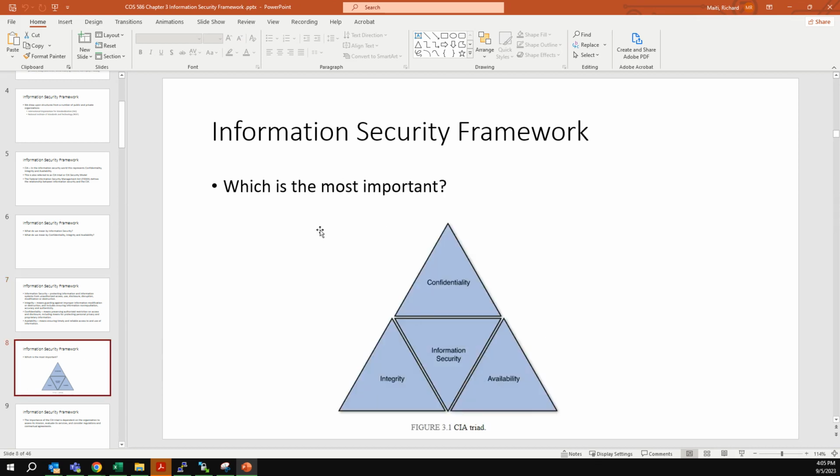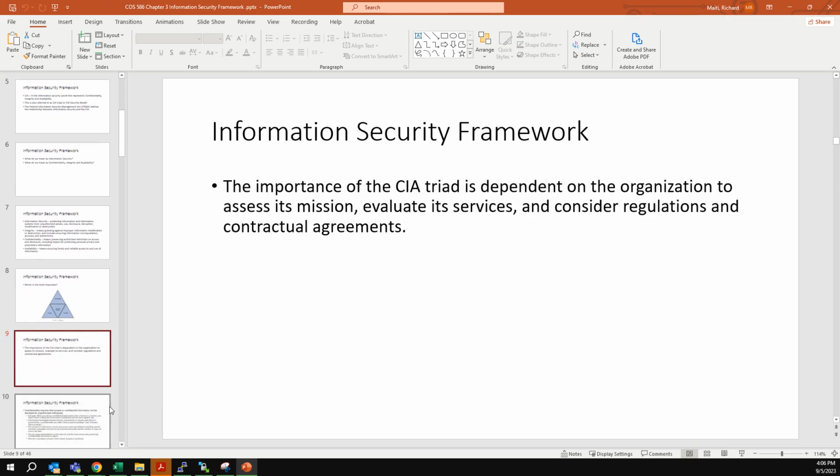On this slide, you can see how it's divided up. You have confidentiality, integrity, availability, and then you have information security in the CIA triad. This is also displayed in your book. The CIA triad is dependent on the organization's mission, its services, regulations, and contractual agreements.